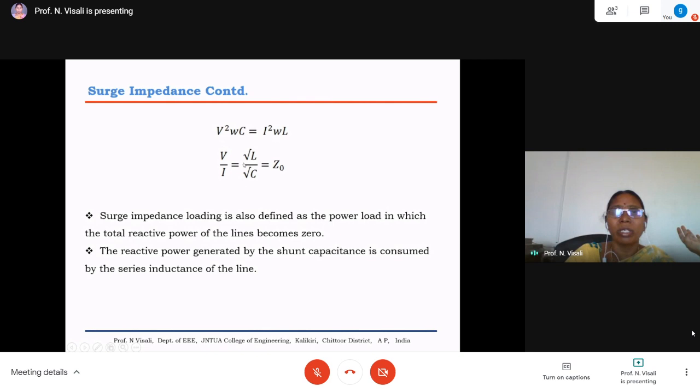Surge impedance loading is also defined as the power load at which the total reactive power of the line becomes zero. Total reactive power of the line becomes zero. That type of loading condition is known as surge impedance loading.